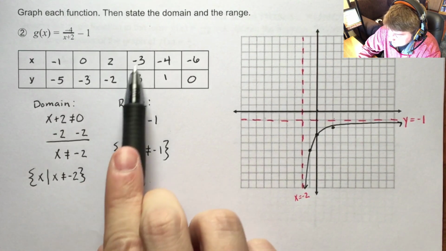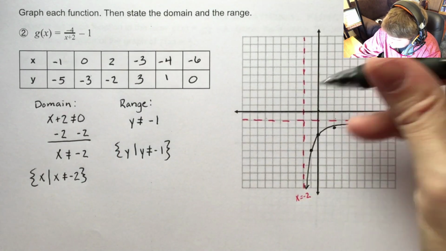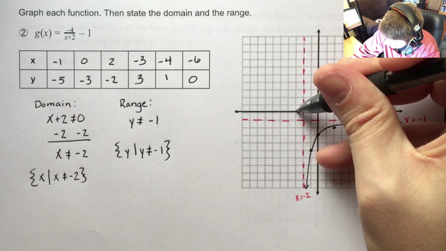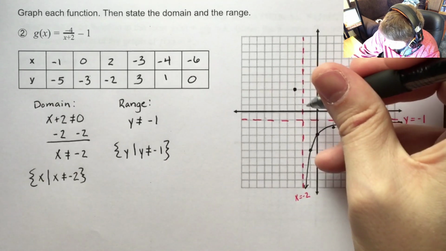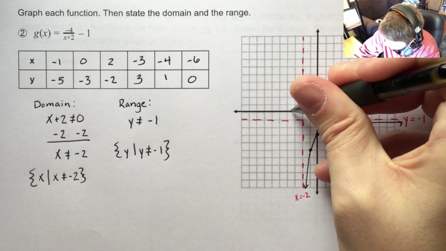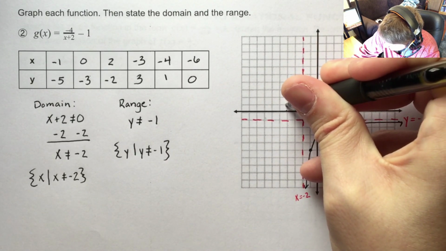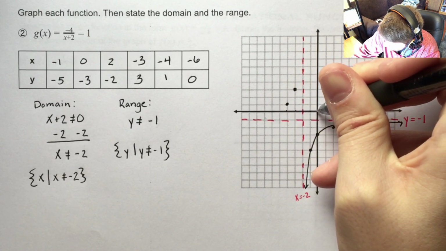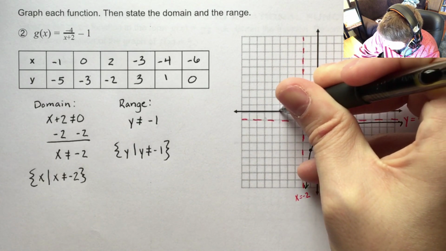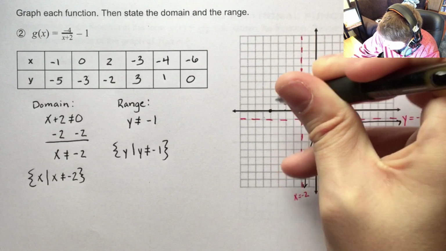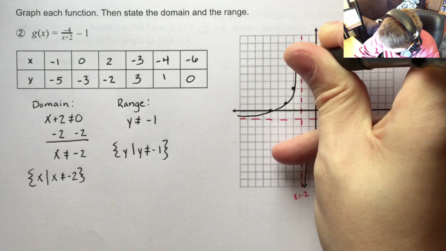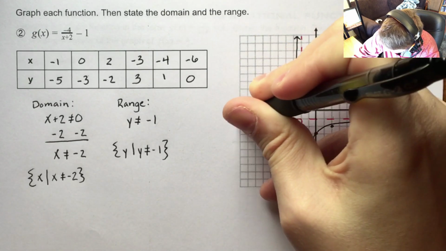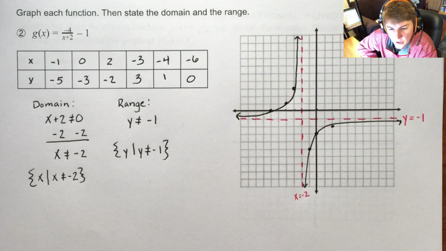Okay, so let's go ahead and do this one then. We're going to go -3, 3. So -1, -2, -3, and then 1, 2, 3. And then -4, 1: -1, -2, -3, -4, and then 1. And then lastly, -6, 0. -1, 2, 3, 4, 5, 6, and then 0. Okay, and that's the graph.